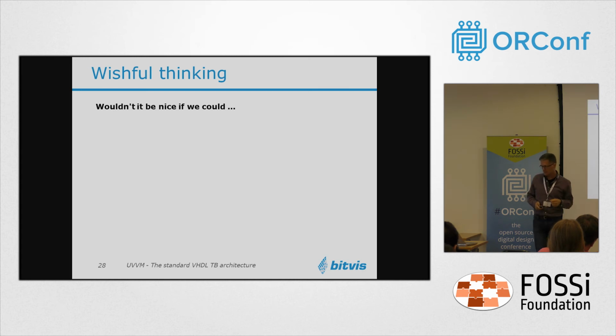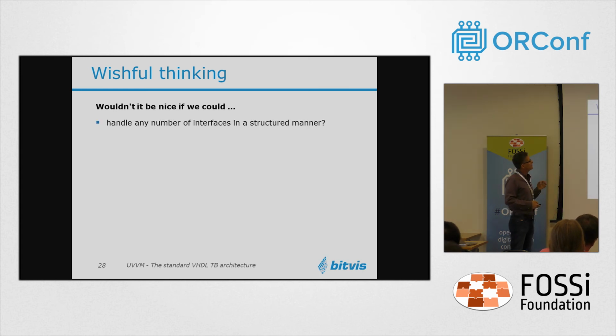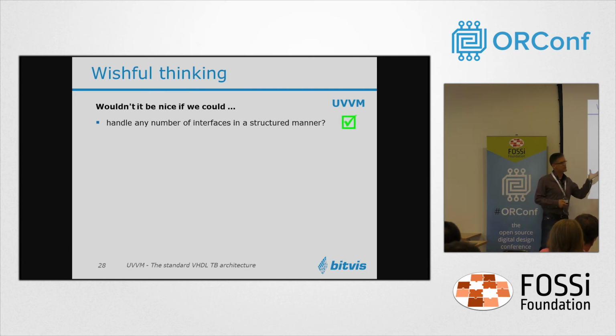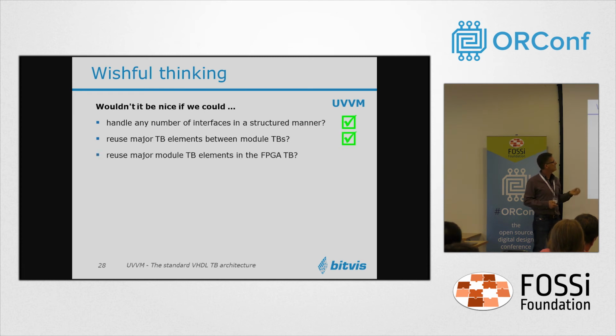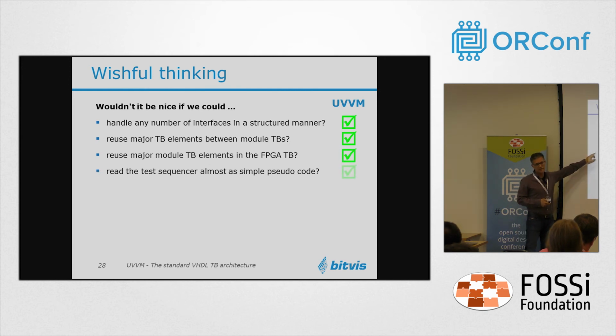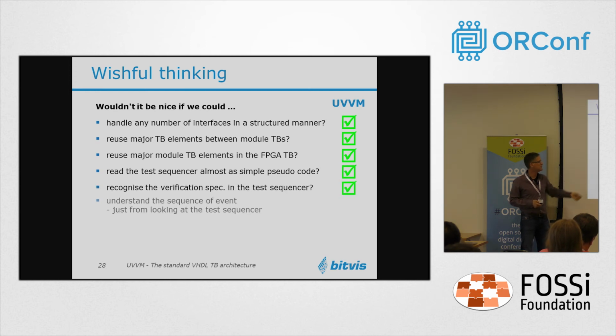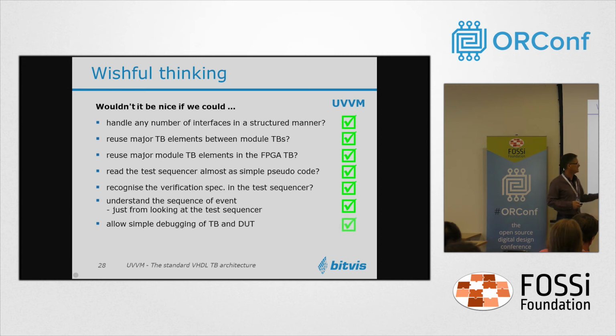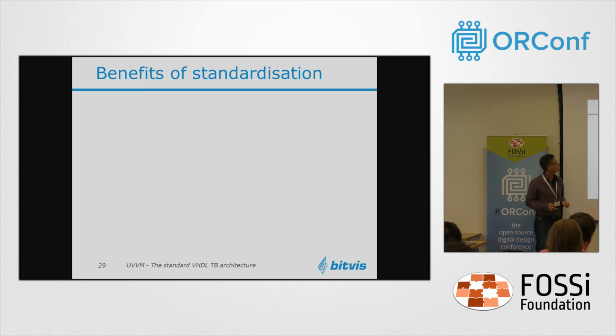Just some wishful thinking, in my opinion anyway. I think it would be really great to handle any number of interfaces in a test bench in a structured manner. Reuse major test bench elements between module test benches, and also from module test benches to the FPGA test bench. Read the test sequencer almost as pseudocode. Recognize the verification spec in what we write in the test sequencer. And understand the sequence of events just by looking at the test sequencer, which is really important. And allow simple debugging of test bench and device under test.